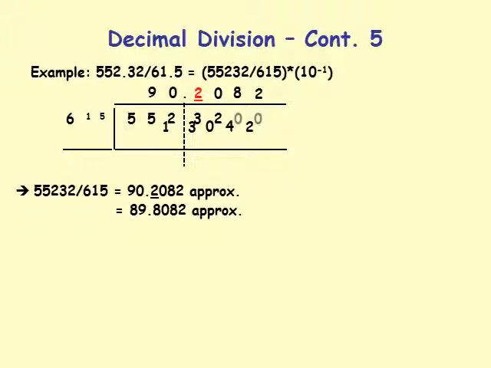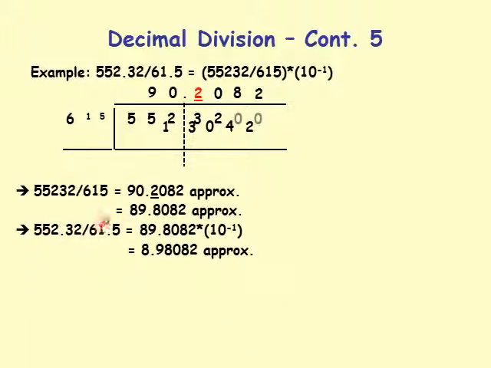Let's continue with the division further. If you divide the coefficients only, I get 89.8082 approximately. But when we had the decimal numbers, we would have 89.8082 times 10 to the negative first power. So when we divide this number by 10, it comes out 8.98082. This minus 1 moves the decimal place 1 position to the left, from just before 8 to just before 9. So 8.98082 approximately.